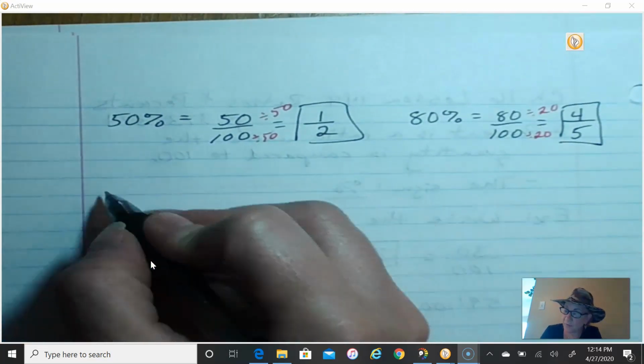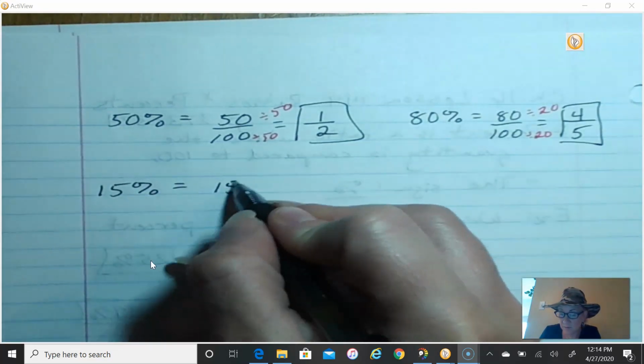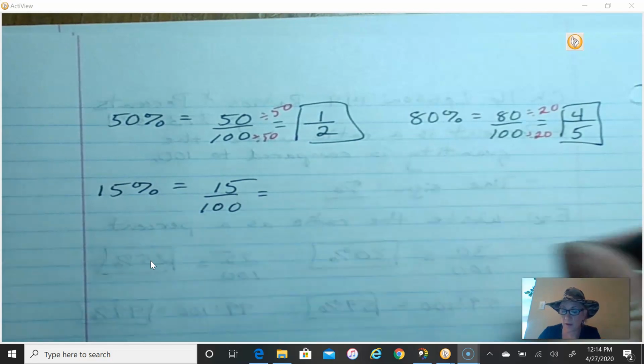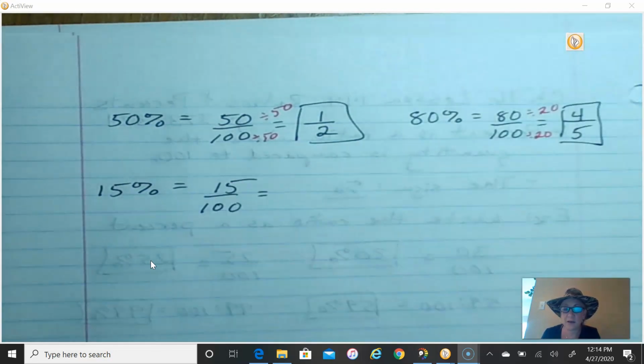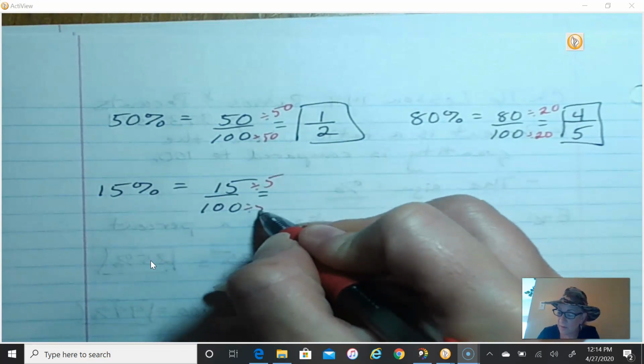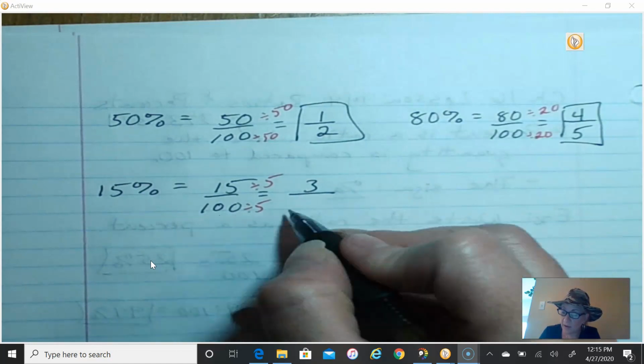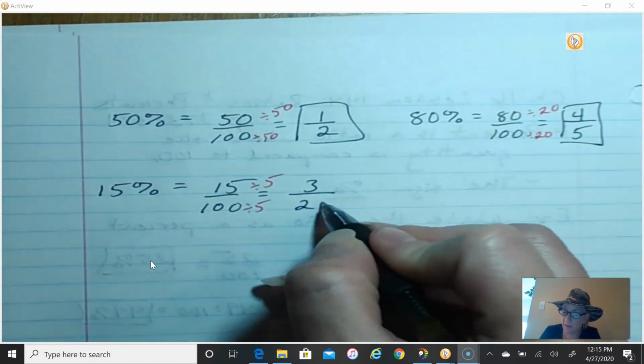How about if I have 15%? 15 over 100. What number goes into 15 and 100 evenly? 5. 15 divided by 5 is 3. And 100 divided by 5 is 20.